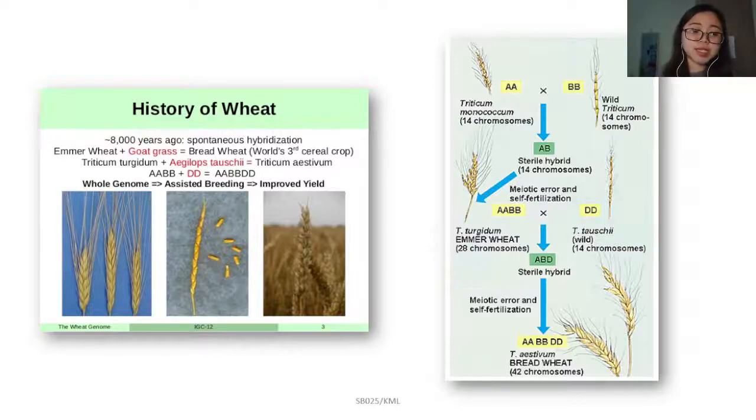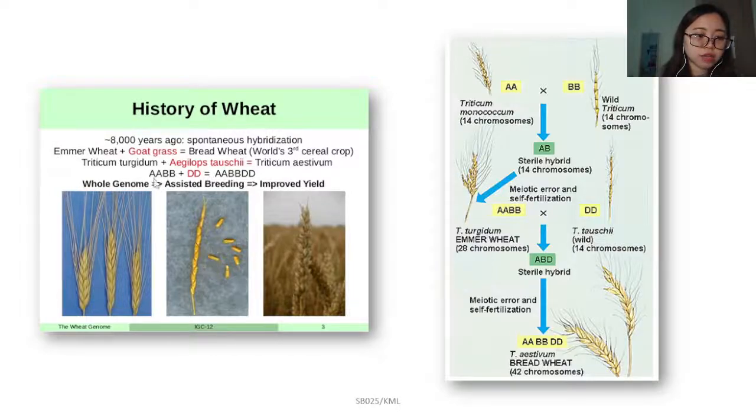But we could also use this example of wheat. So untuk gandum, 8,000 years ago, there was spontaneous hybridization between emmer wheat and goat grass, and when the two of them bred, it became the wheat that we use to make bread. So the scientific name for emmer wheat is Triticum turgidum, the scientific name for goat grass is Aegilops tauschii, and the bread wheat's scientific name is Triticum aestivum.